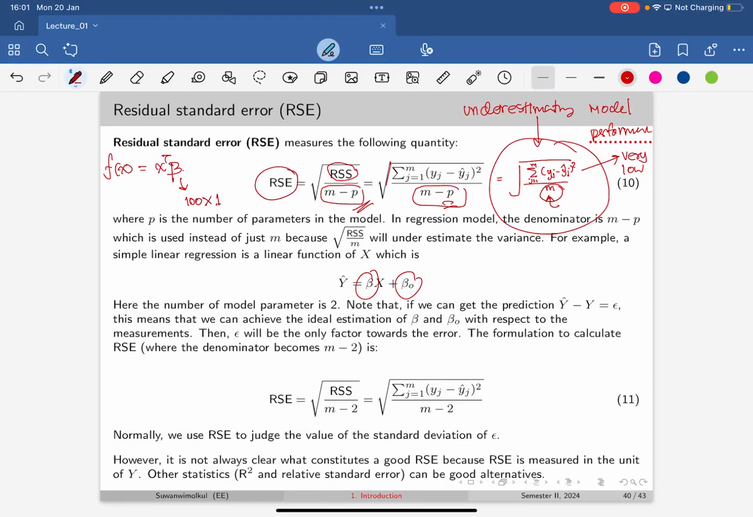And sometimes we take the square root so that whatever we look at is in the same scale as what you are looking at. That is, let's say if the scale of y is around 1000, after you square it and then take the square root, it should go back to the same unit.